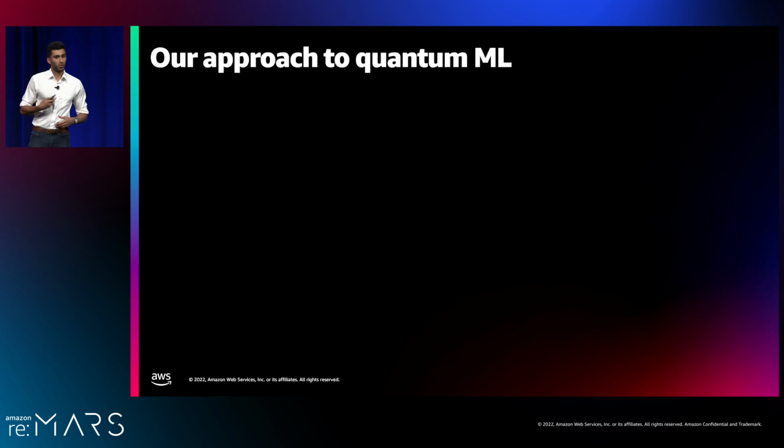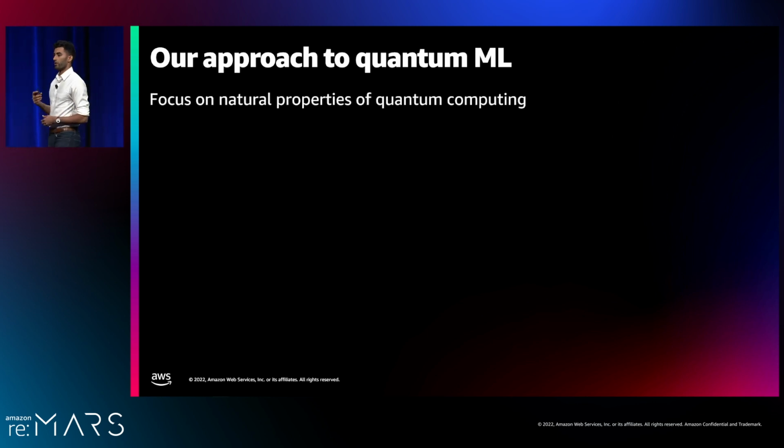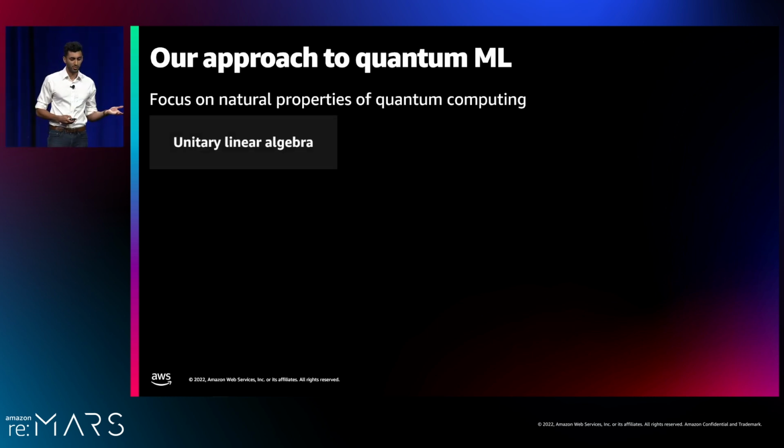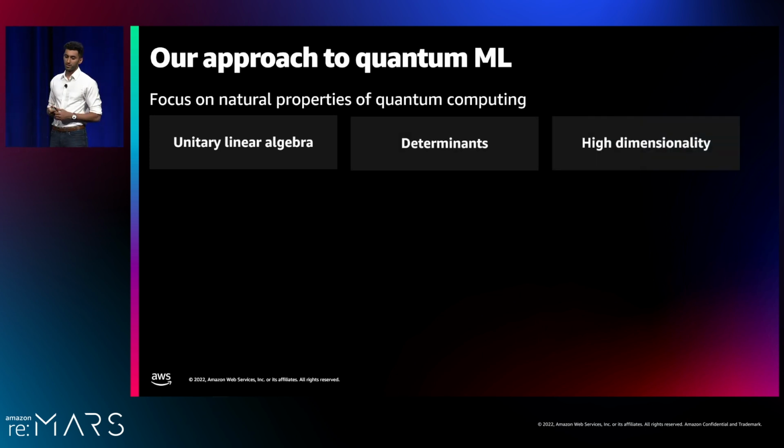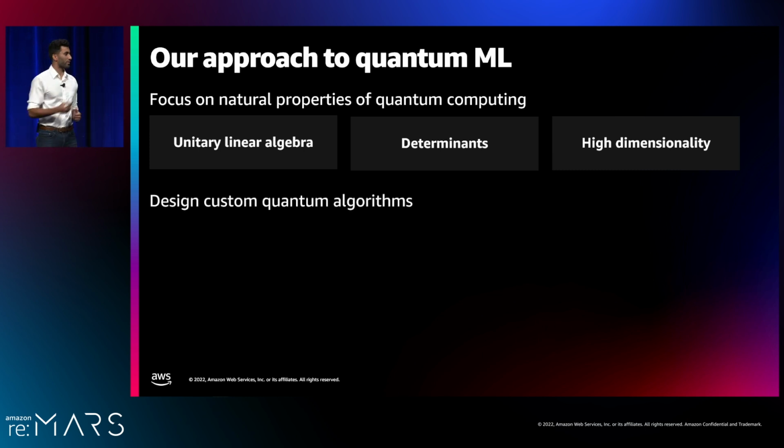So our approach to quantum machine learning is this. We focus on natural properties of quantum mechanics as they apply to machine learning. These are things like unitary linear algebra, determinants, and high dimensionality, the type of high dimensionality that you saw earlier in the quantum state. And using these tools, we can design custom algorithms for specific purposes.